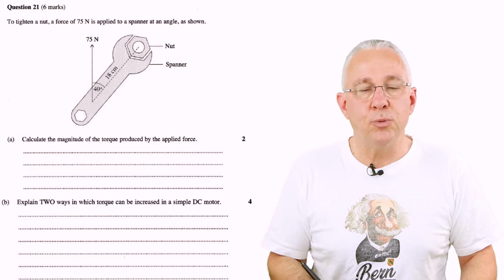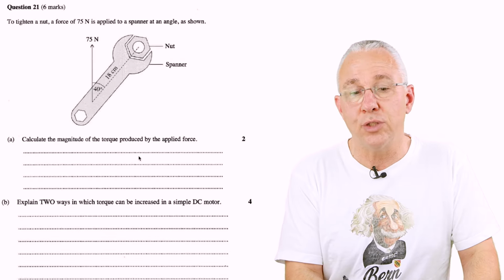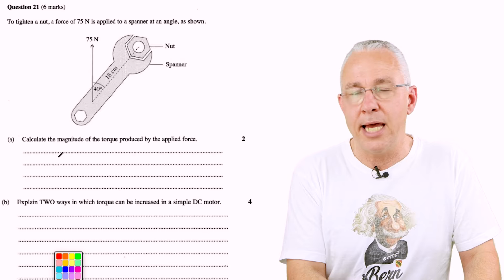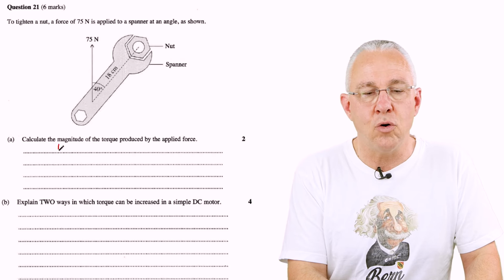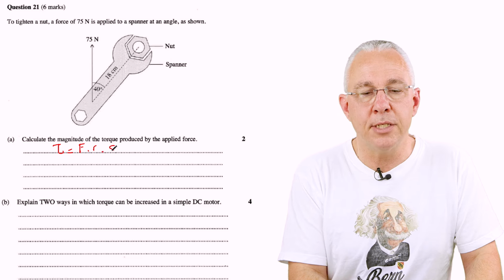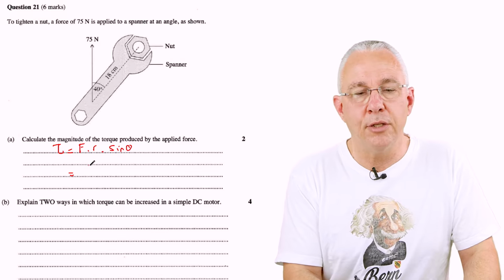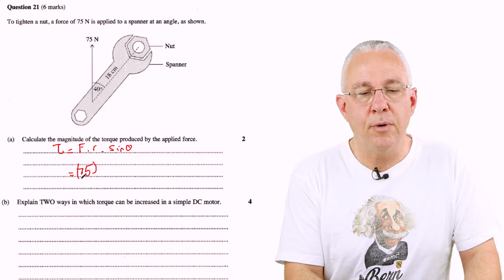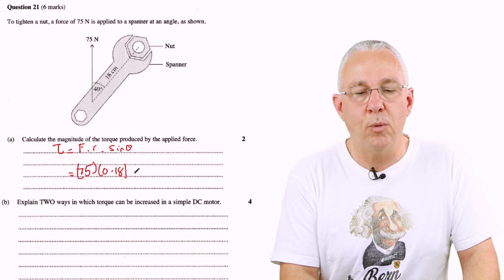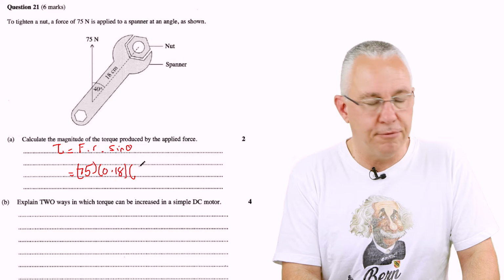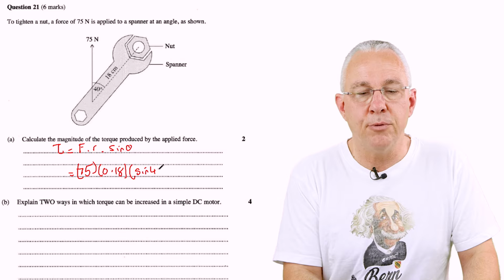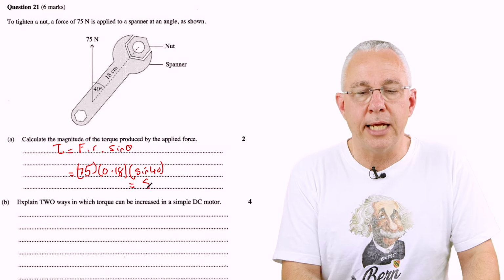So our first question deals with the concept of torque, the magnitude of the torque. So we're not interested in the direction. The answer can be simply determined by the fact that the torque is equal to the force times the radius, or the moment, times the sine of the angle. Always write down the formula first. Now, the force is given, that's 75. We multiply that by our radius, which is 18 centimeters, remembering SI units, 0.18, and multiplied by the sine of 40. And you do the calculation, you're going to get 8.68 Newton meters.